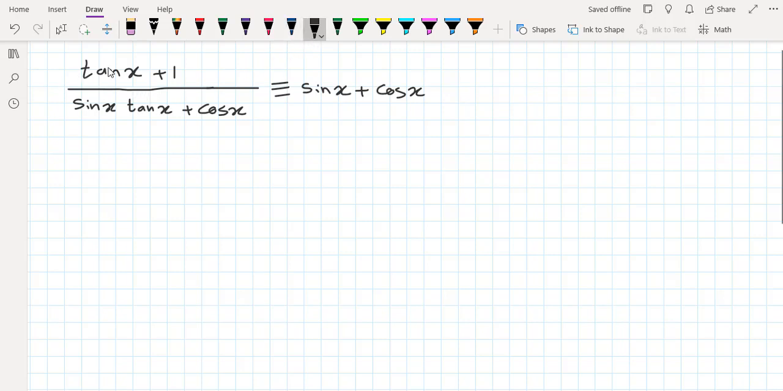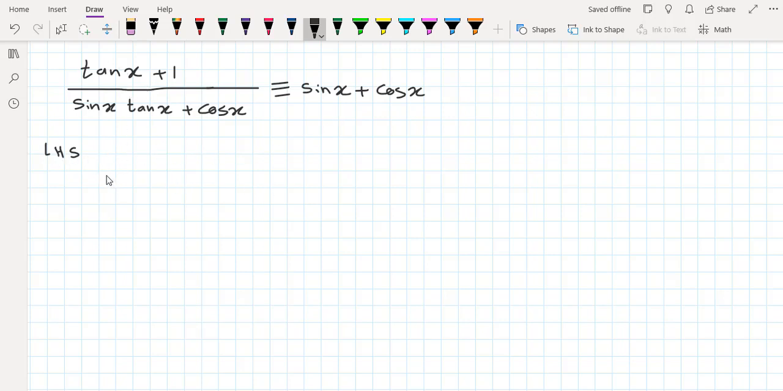So to prove, we start with the side that has more terms because we have more work to do. In this question, the left-hand side is the side that has more terms. So we start with the left-hand side. We take this side, we simplify it until we get the right-hand side.